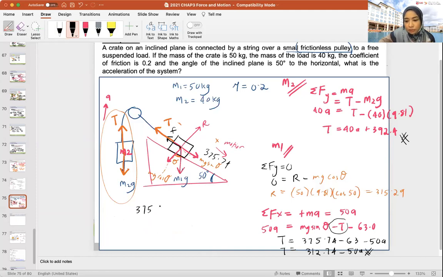Tinggal berapa minit je pun. Tak cukup ni. 312. Oh betul-betul. 312. Okay, kalau ada orang lagi laju dari saya, silakan solve 50A. Ya Allah.